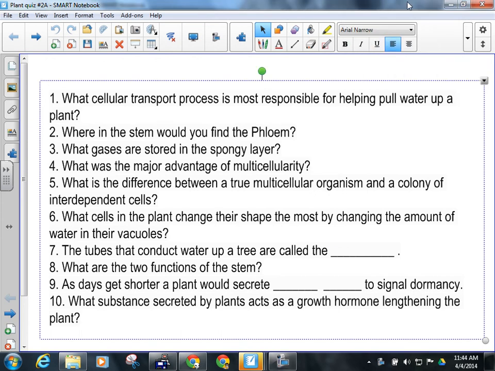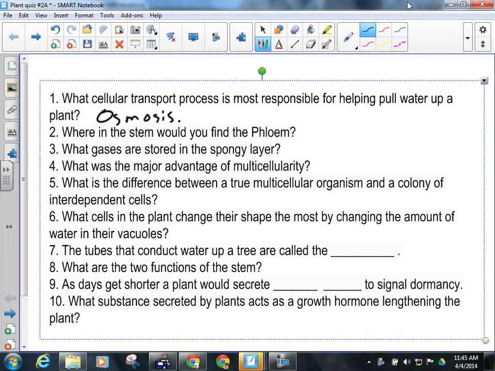All right, guys, let's quickly go through this so we can get going over that lab and then also starting the next one. Okay, so what cellular transport process is most responsible for helping pull water up a plant? Oh, not reverse, that's artificial. Just osmosis. Okay, reverse osmosis is an entirely artificial process. So yeah, we have to have just osmosis here.